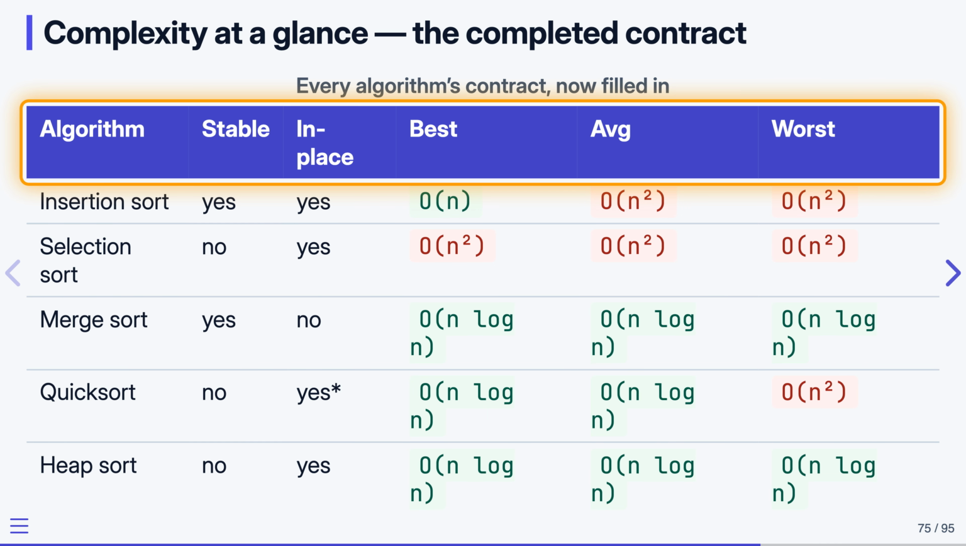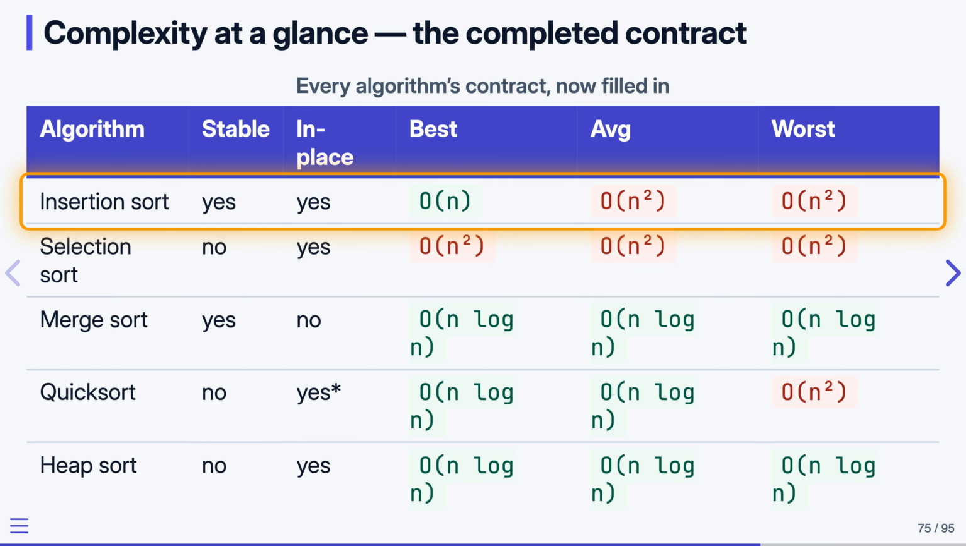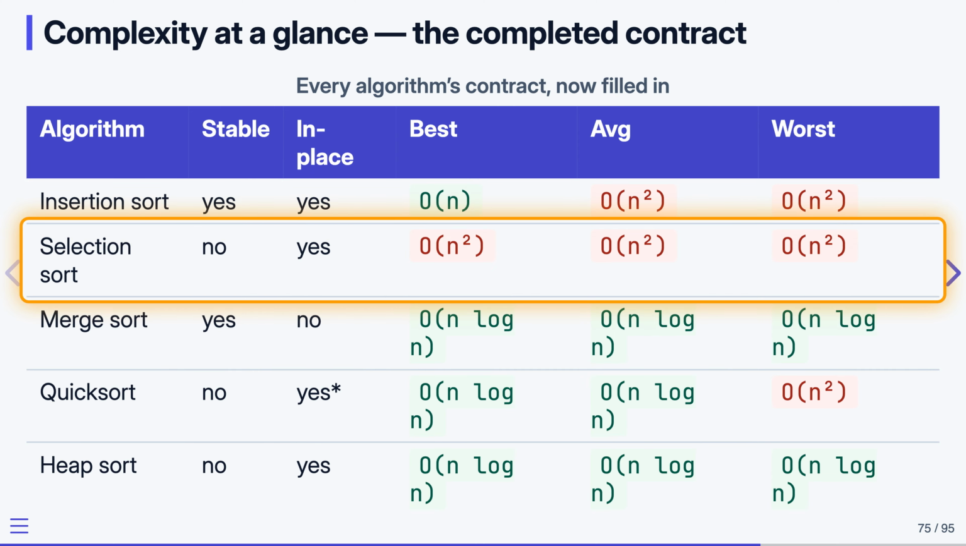Insertion sort is stable and in place. Its best case is O(n) on nearly sorted input. Its average and worst case are O(n squared). Selection sort is not stable, but it is in place. It is O(n squared) in every case, even when the input is already sorted.